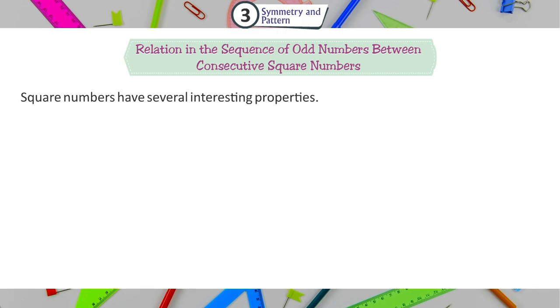Relation in the sequence of odd numbers between consecutive square numbers. Square numbers have several interesting properties. Let us see the following patterns for various properties.